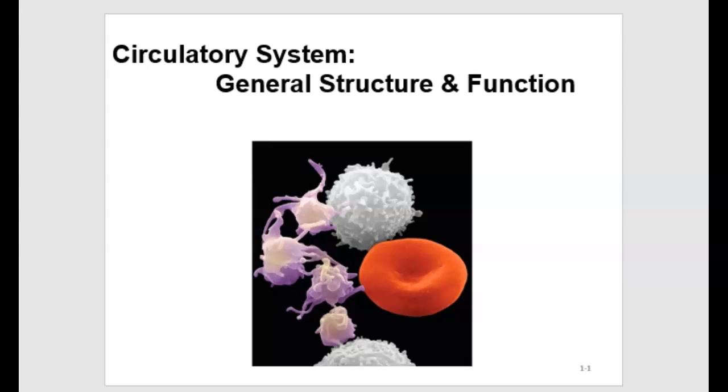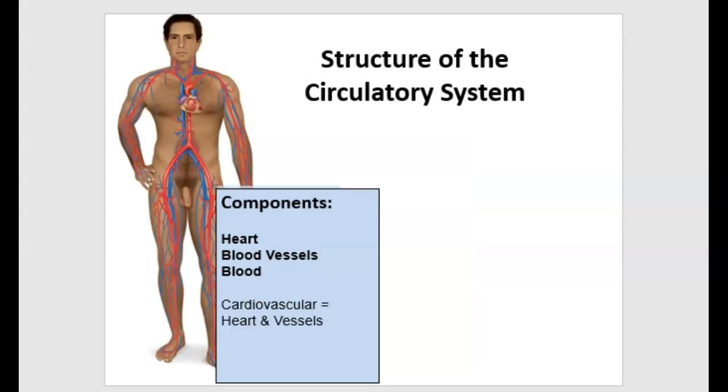This is the second lecture of week 1, and in it we will look at the general structure and function of the circulatory system. We use the term circulatory system versus cardiovascular system because the word cardiovascular refers just to the heart and the blood vessels. It doesn't include blood, which is also a tissue in the circulatory system. So the components of the circulatory system include the heart, blood vessels, and blood.